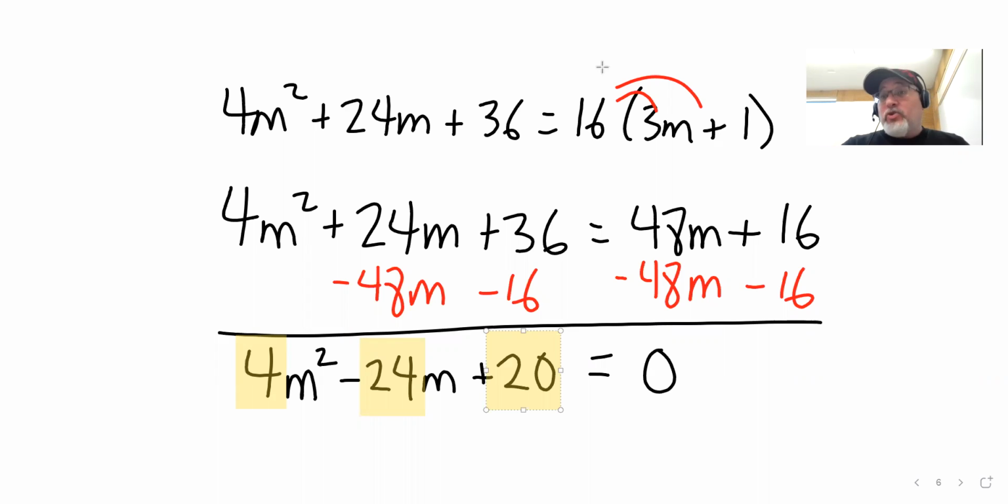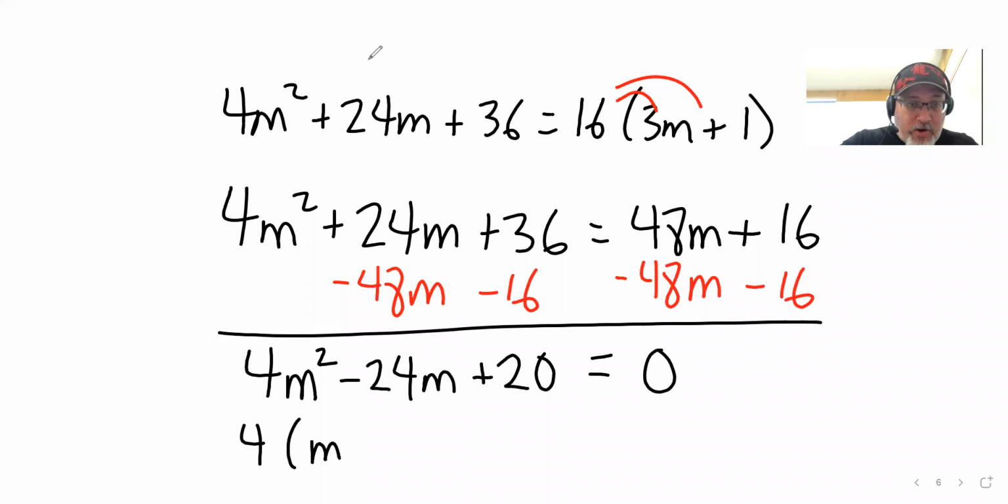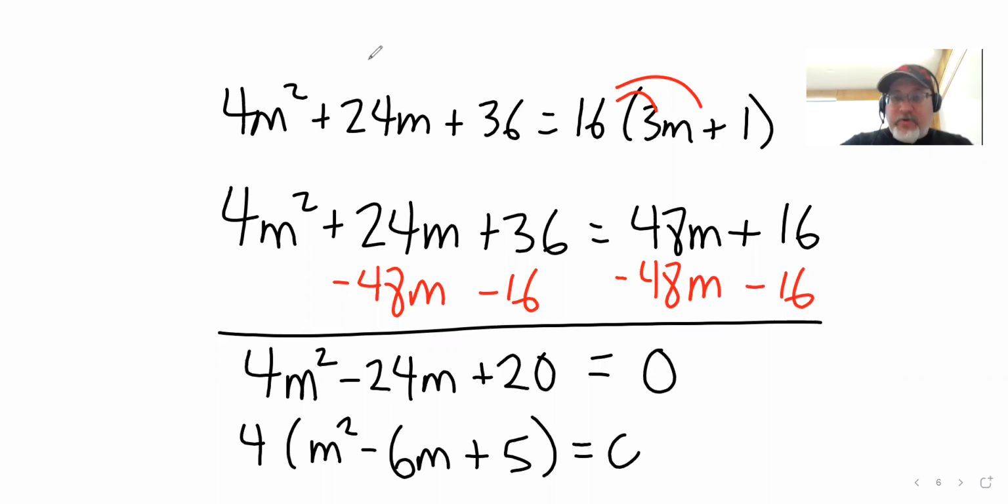So I could factor a 4 out of this, or I could divide everything by 4. I'll factor. Let's take out a 4 as a greatest common factor. That will leave m squared minus 24 divided by 4 is 6, plus 20 divided by 4 is 5, equals 0. We're almost there. Let's take it to the next page.